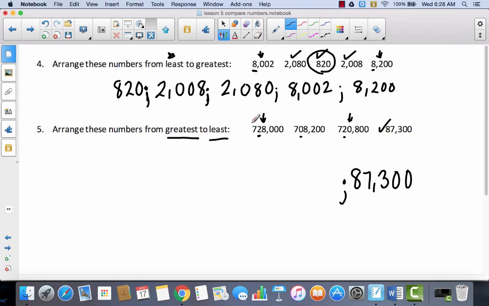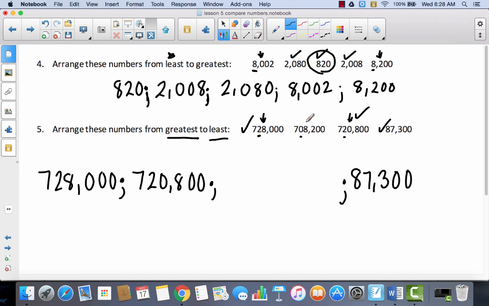So I know that 8,000 is greater than no thousands, so this is going to be my greatest number, 728,000. And then I'm going to put my semicolon just so I can tell the difference. And then next is going to be 720,800.